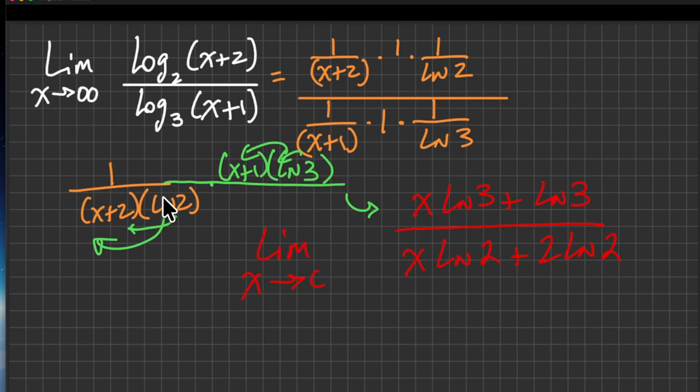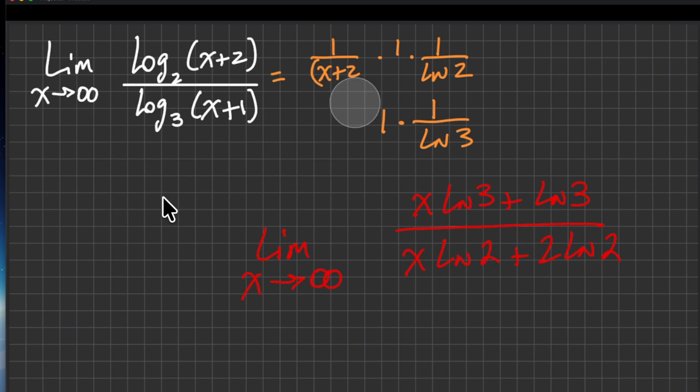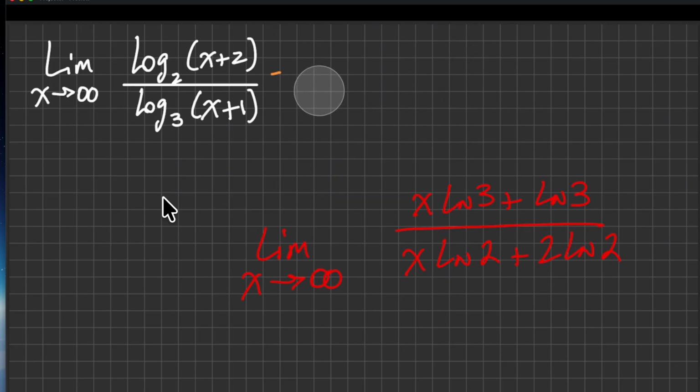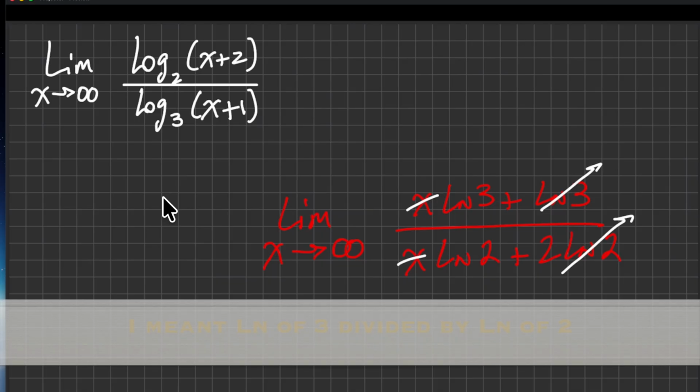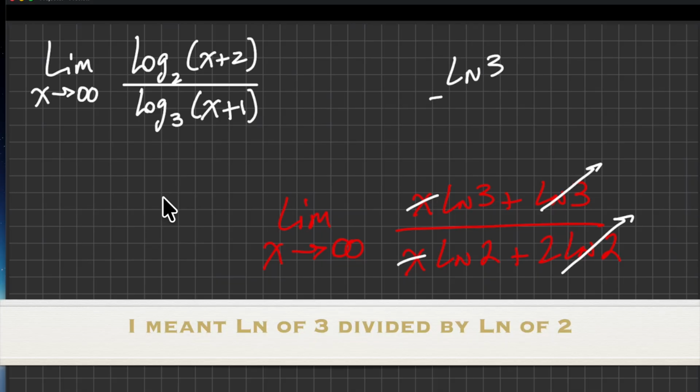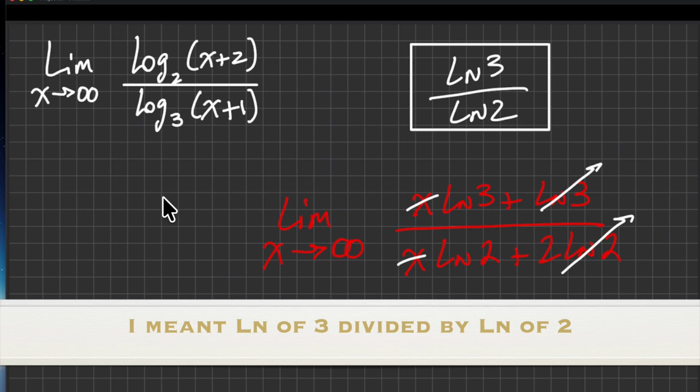Okay, at this point, there's two ways to approach this. First, you could just use the intuition that when x is going to infinity, only the x terms are relevant. Therefore, we could just ignore these two, because these are constants, and divide the two x's, and we end up with ln 3 divided by ln 2, which is indeed the final answer.